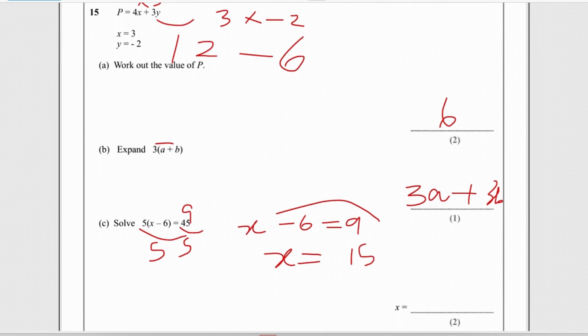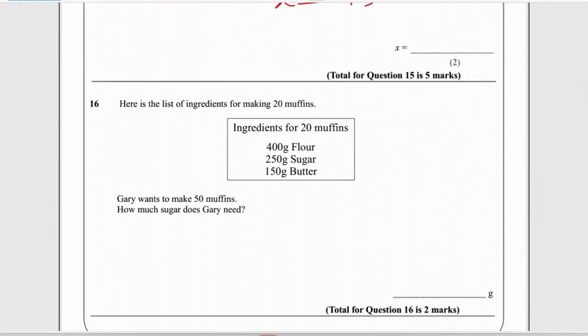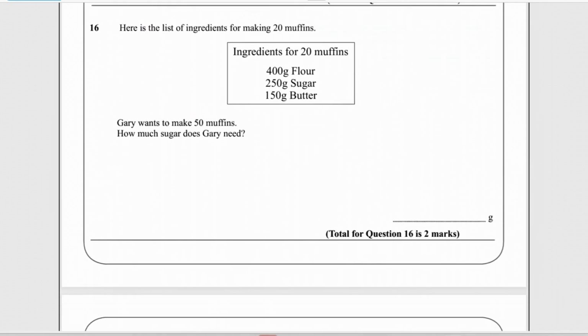Okay, we move on to the next one. Here is a list of ingredients for making 20 muffins. Gary wants to make 50 muffins. How much sugar does it need? Okay, so how do you get 50? You get 50 by doing 20 plus 20 plus 10.